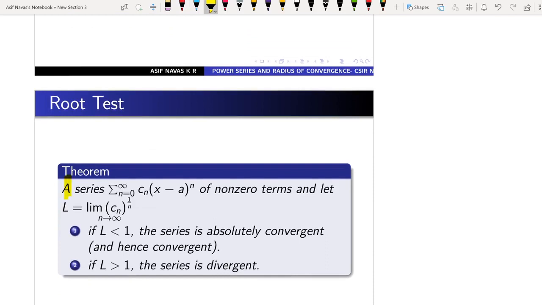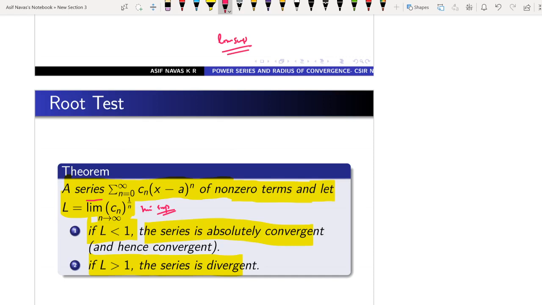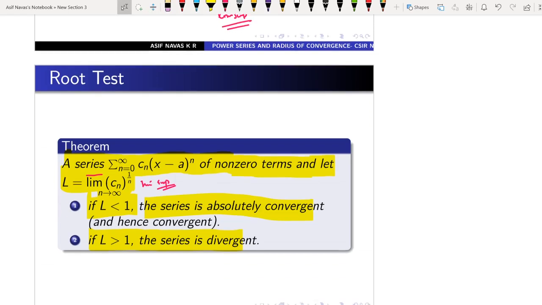Okay. Now what is the root test? Root test: for a series sigma n equal to 0 to infinity C_n (x minus a)^n of non-zero terms, let L equal limit n tends to infinity |C_n| raised to 1 by n. If L less than 1, the series is convergent, and if L greater than 1, the series is divergent. Sometimes we cannot find the limit, so we will take L as the limit sup, or limit supremum. If the limit sup L is less than 1, then the series is convergent.